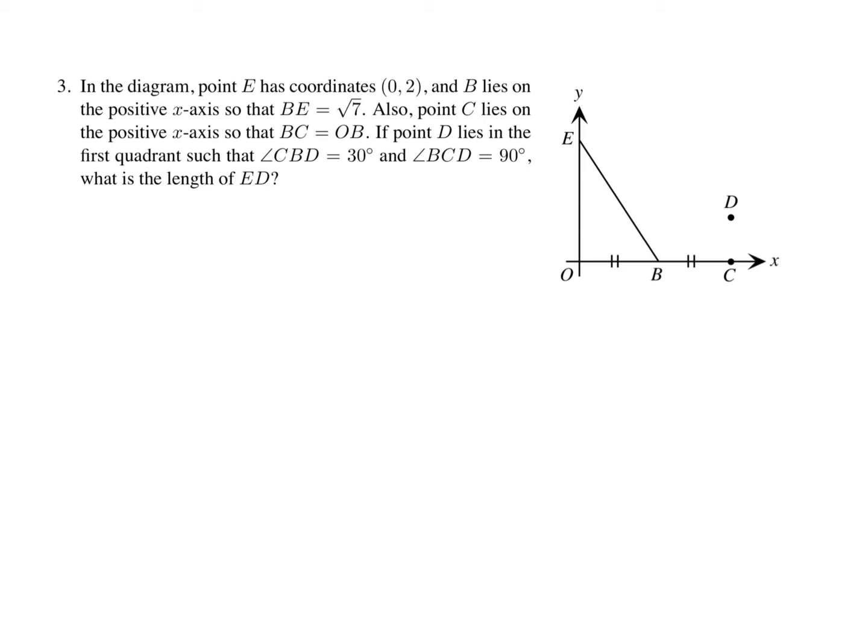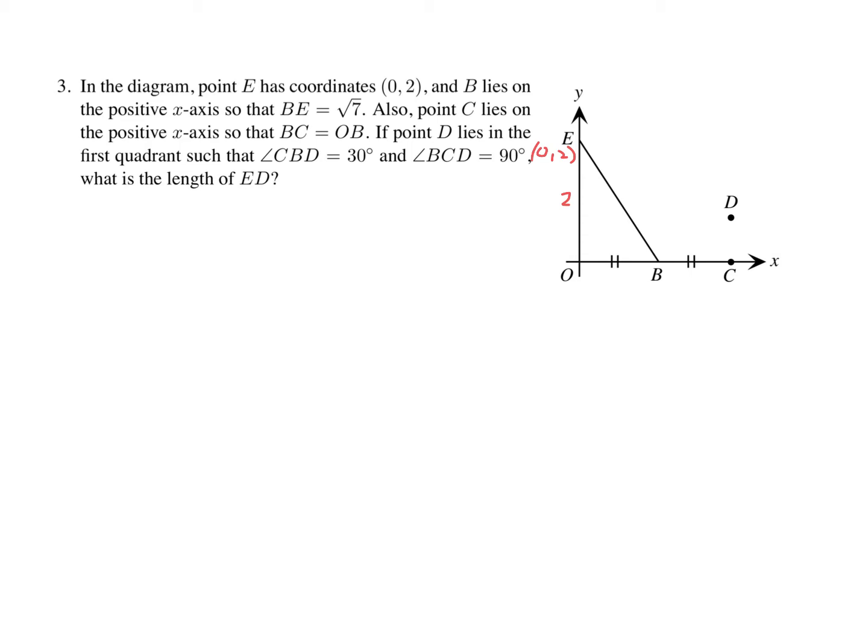Let's start labeling this now based on what they told me in the question. So E is 0, 2. So that means this length from there to there is 2. Let's just write that in there. And then what else do they give us? Give us a bunch of angles, right?